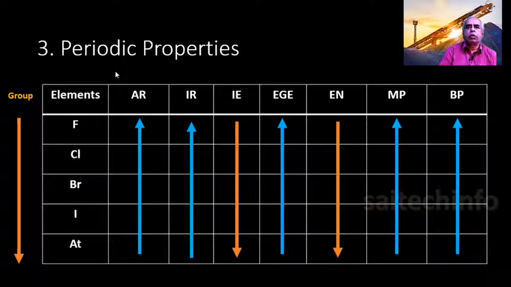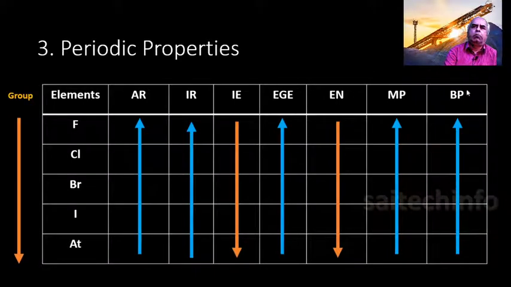Then oxidation number: fluorine has the oxidation number -1, chlorine -1, bromine -1, and the other oxidation states, +3, +7, are all possible in the other halogens. But in the case of fluorine, it is only -1. That is, it has the tendency to take the electron. That is the electron withdrawing tendency, which is more in the case of fluorine.